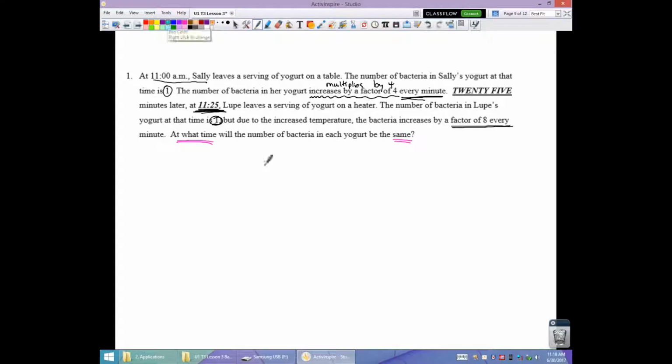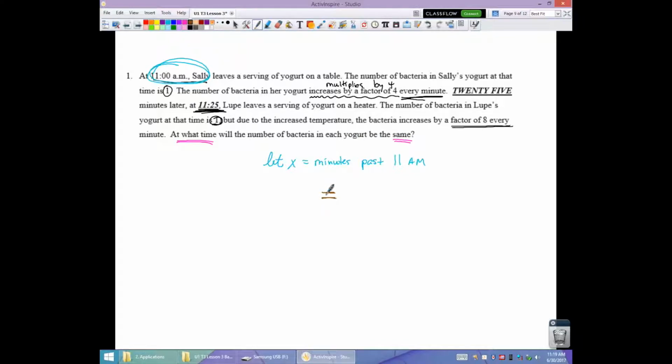Now, like any word problem, we need to start with our let statement. And x is going to represent how long it takes, because we want to know at what time. It's important that you always have your let statement, your variable, stand for the time that has passed, in this case minutes, since the whole problem began. That means 11 a.m., because that's when Sally put her yogurt out. So we want to let x equal the minutes past or since 11 a.m., not since 11:25.